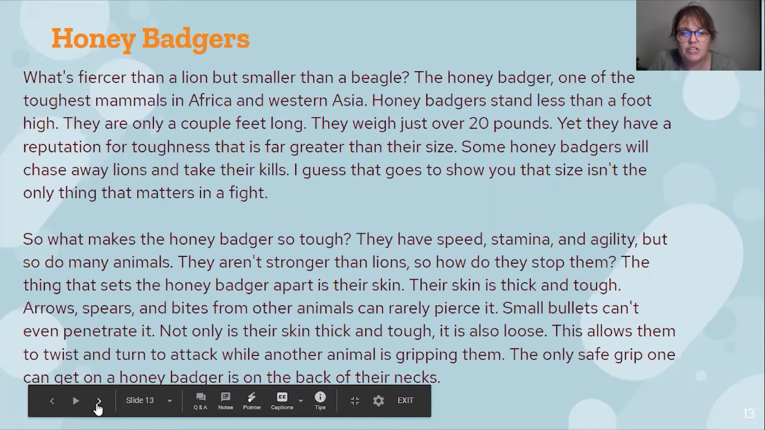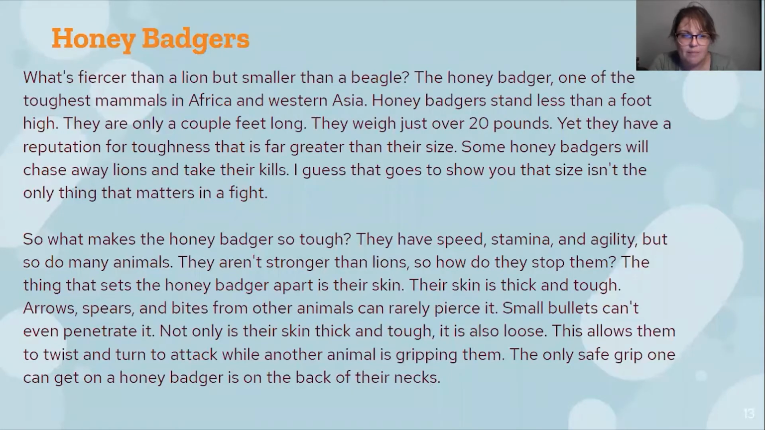Some honey badgers will chase away lions and take their kills. I guess that goes to show you that size isn't the only thing that matters in a fight. So what makes the honey badger so tough? They have speed, stamina, and agility, but so do many animals. They aren't stronger than lions, so how do they stop them?